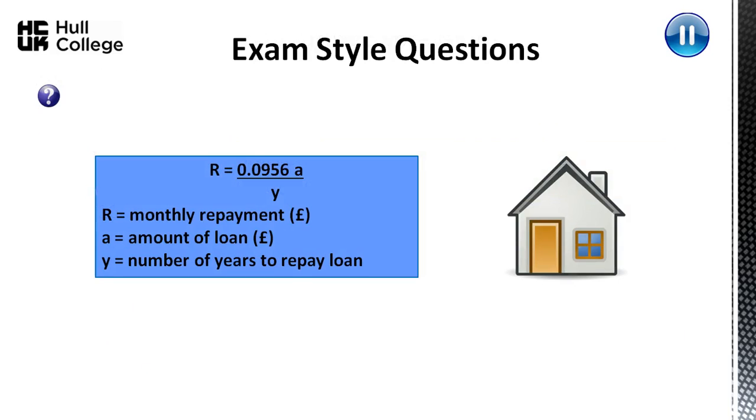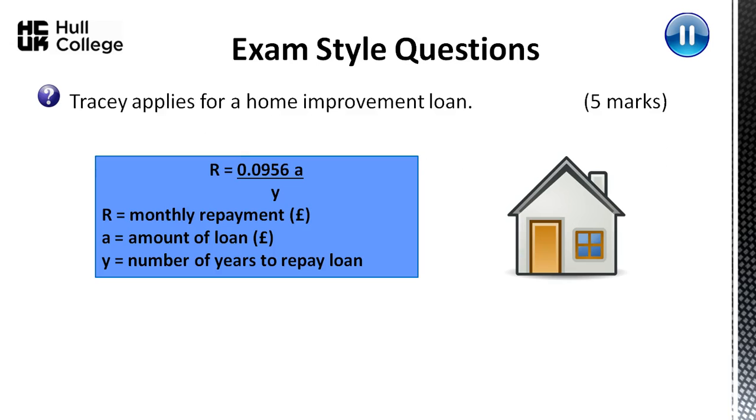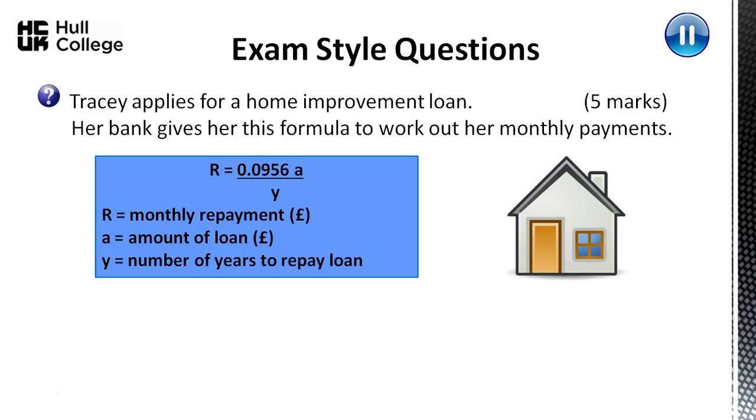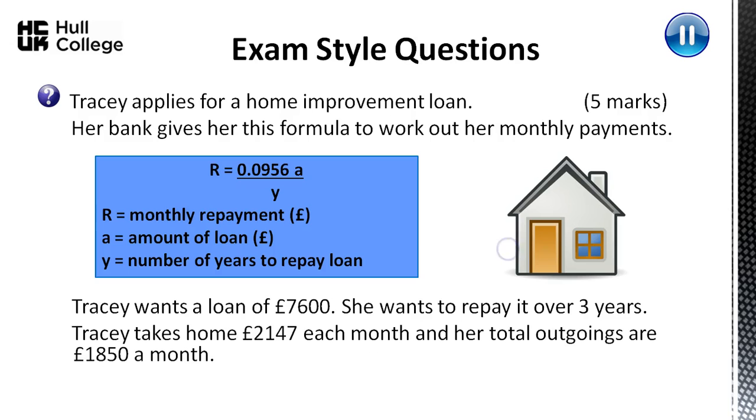Let's have a look at some exam style questions. Question 1. Tracy applies for a home improvement loan. Her bank gives her this formula to work out her monthly payments. Tracy wants a loan of £7,600. She wants to repay it over 3 years. Tracy takes home £2,147 each month, and her total outgoings are £1,850 a month. Can Tracy afford the monthly repayment? This question is worth 5 marks. Pause the video while you answer the question.